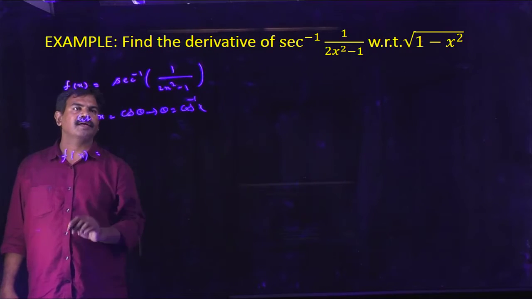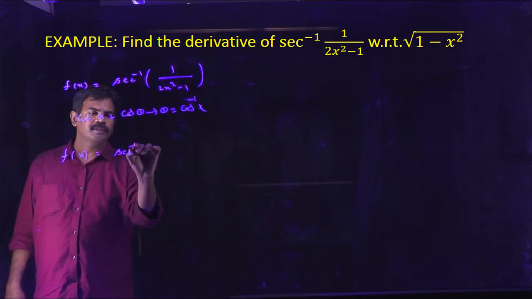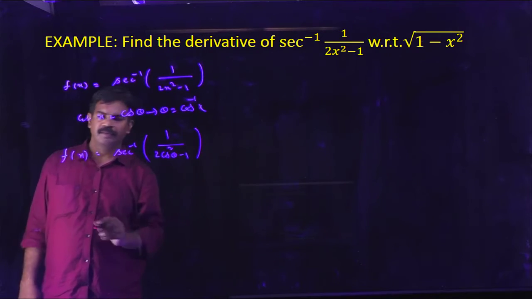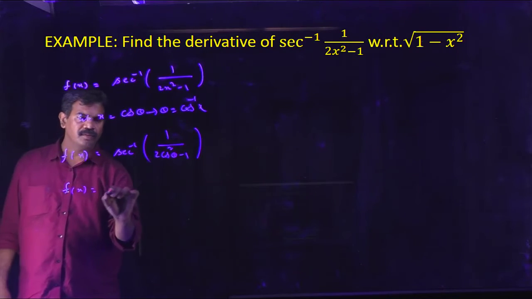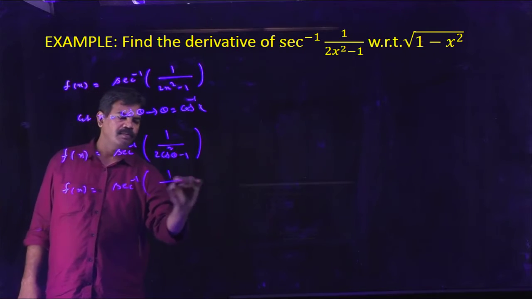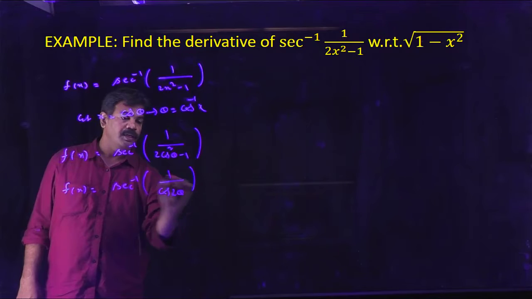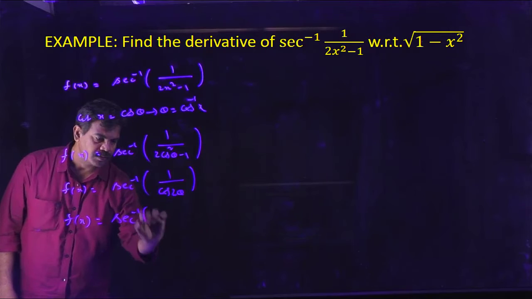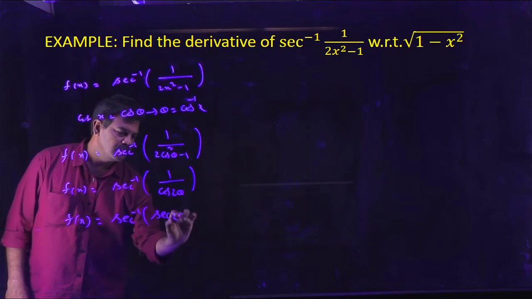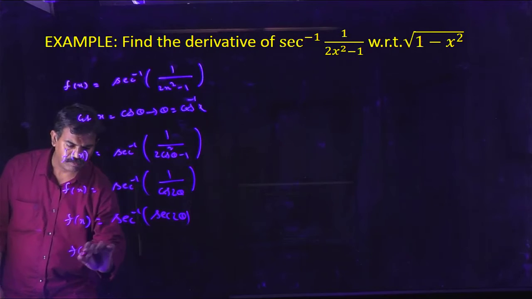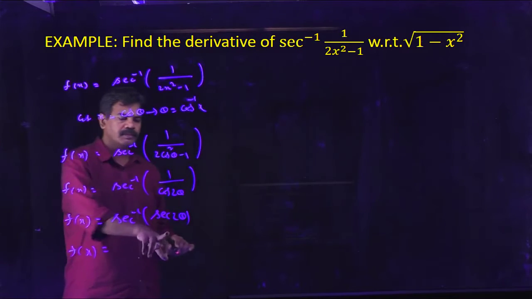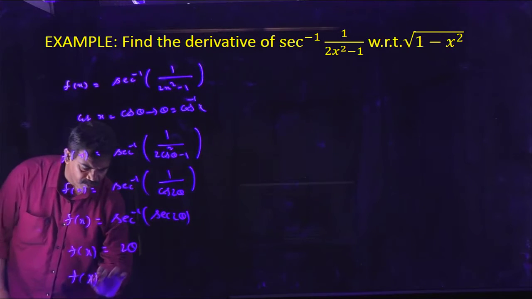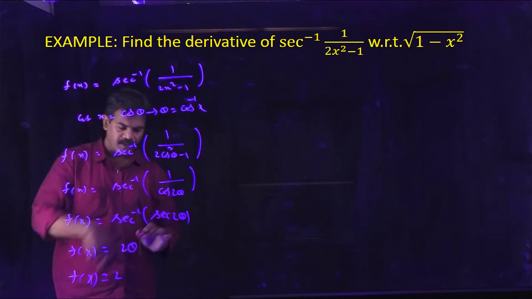Put the value of x in f of x, that is f of x is equal to secant inverse of 1 by 2 cos square theta minus 1. F of x is equal to secant inverse of 1 by cos 2 theta. That is f of x is equal to secant inverse of 1 by cos, means secant 2 theta. That is f of x is equal to secant inverse of secant 2 theta, means 2 theta. That is f of x is equal to 2 into theta, means cos inverse x.